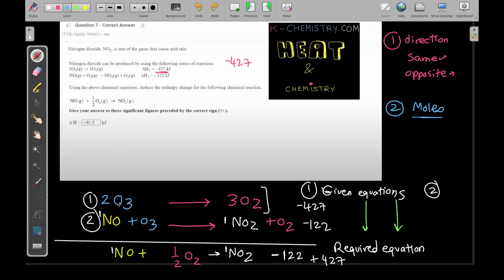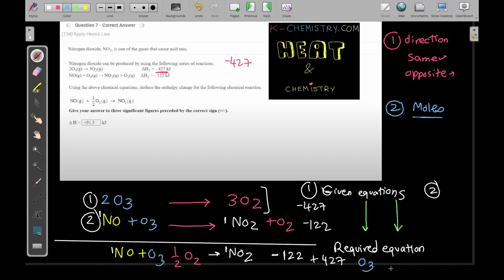So if this one you have said it is reversed, it's reversed because the O2 is on the left and on the right. So the O3 will be reversed also. So it will be here. So it means that it will be O3 here. So the second equation, you have O3 here. This is NO plus O3 here.